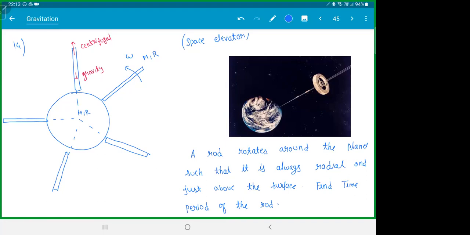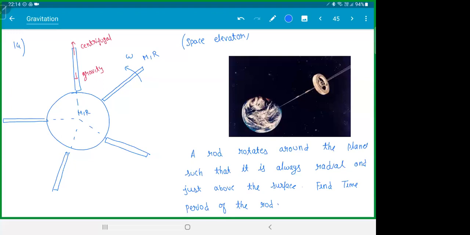Sure, let's get back to the space elevator. How to do this thing? So we got a rod which is rotating around the planet here with omega. So the question is to find the omega, the time period basically.